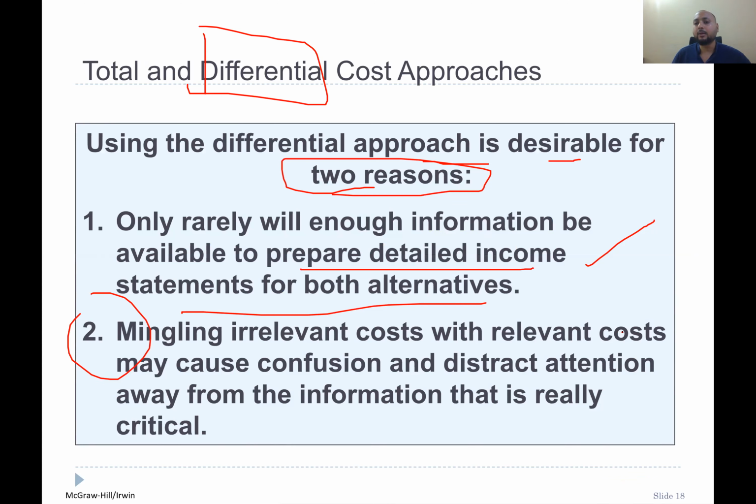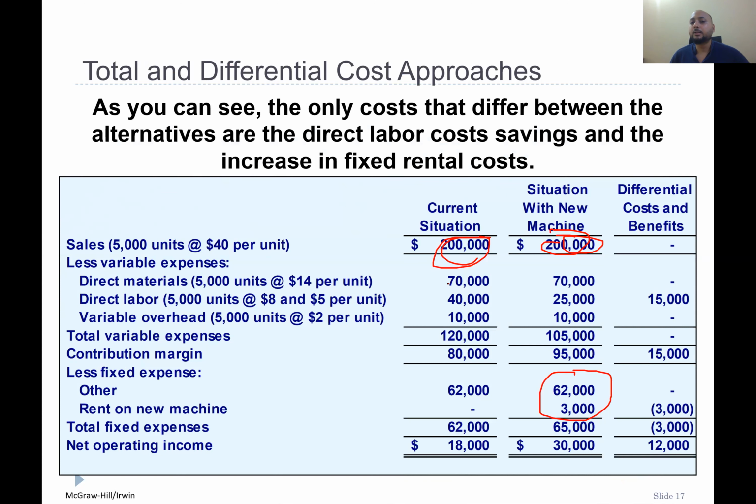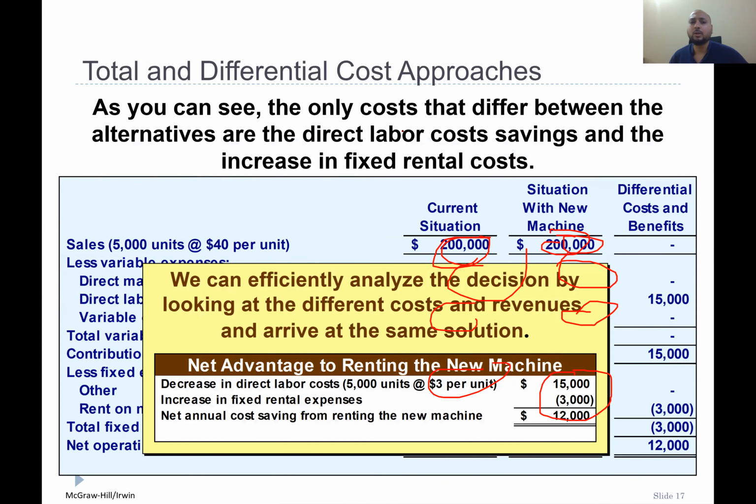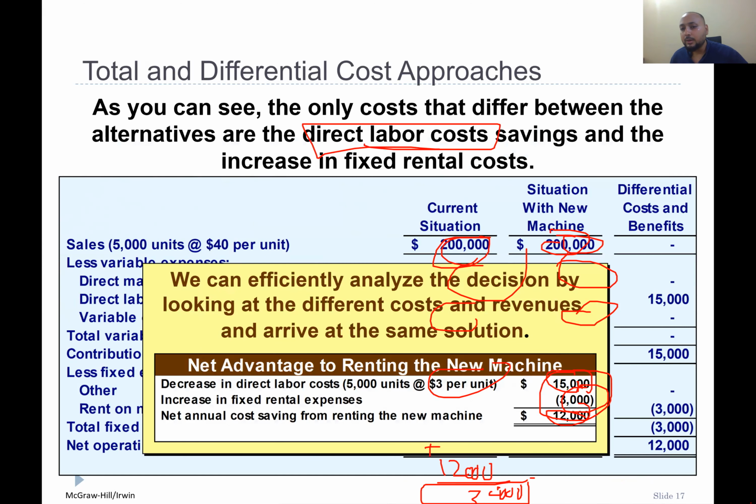Second one, mingling irrelevant cost with relevant may cause confusion and distract attention away from information that is really critical. The critical information here is just these two. Rather, we are focusing here on 200,000 minus 200,000, right? 70,000 minus 70,000, 10,000 minus 10,000, 62,000 minus 62,000. Rather than wasting time here, which looks very confusing, just go to the relevant part. Which two costs are relevant? Labor cost, how much saving in the labor cost, and how much we are paying for the machine rent. So this 12,000 added to our previous situation, you find out the total profit that we will be having after installing this new machinery, right?